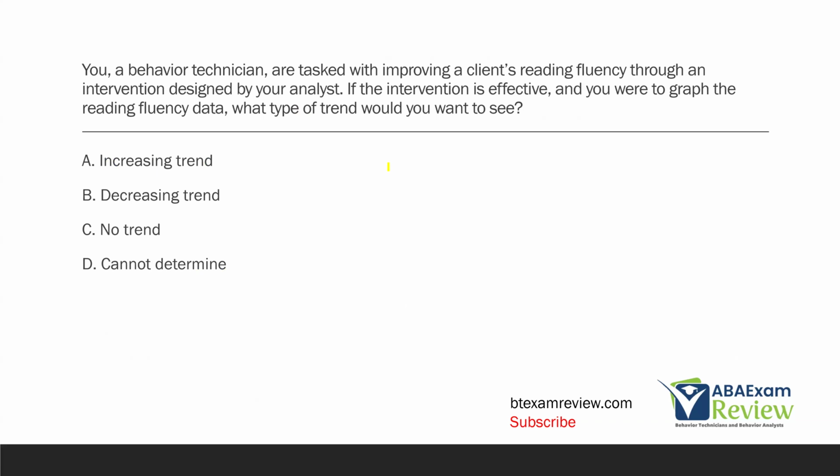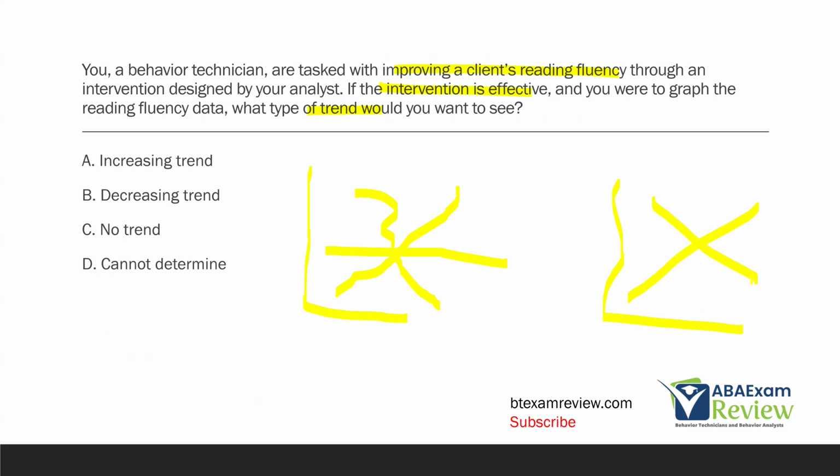You, a behavior technician, are tasked with improving a client's reading fluency through an intervention designed by your analyst. If the intervention is effective and you were to graph the reading fluency data, what type of trend would you want to see? When we talk about trends, we have different types of trends, right? We can have an increasing trend, we can have a decreasing trend, and then we can have no trend. So if we are trying to improve reading fluency and our intervention is effective, what would we want our trend to do? Would we want our behavior to go up, go down, or do nothing? We obviously don't want it to do nothing, and we don't want the behavior to decrease. So what we want to see is A, an increasing trend.